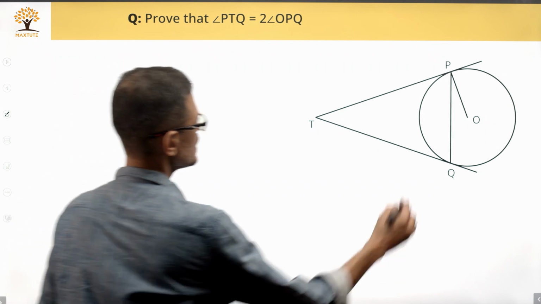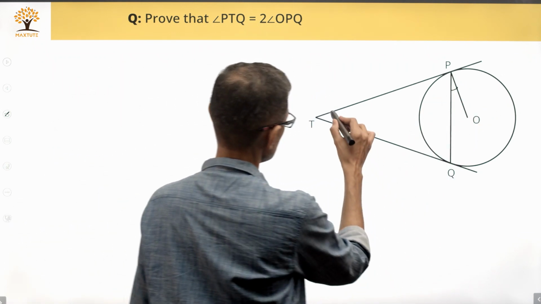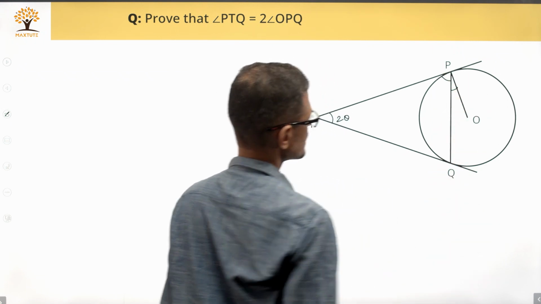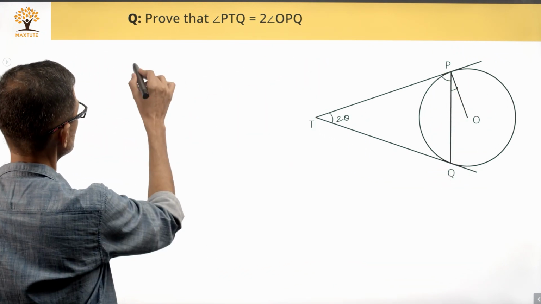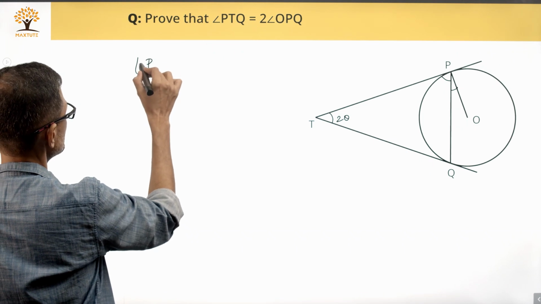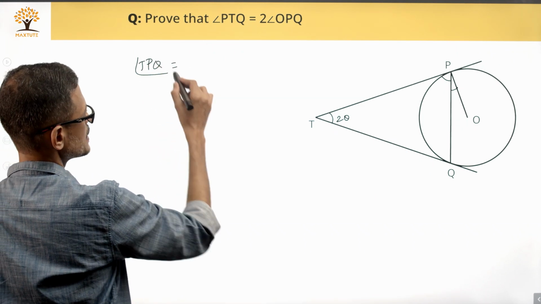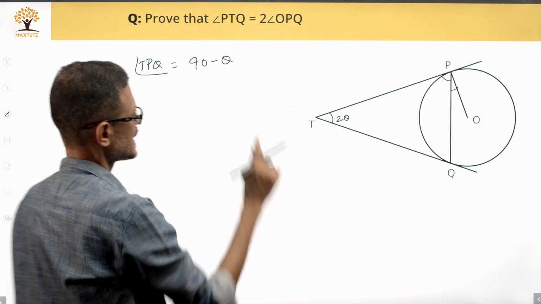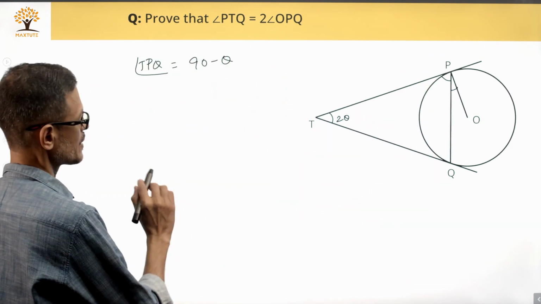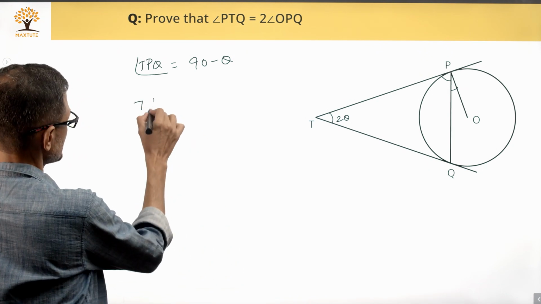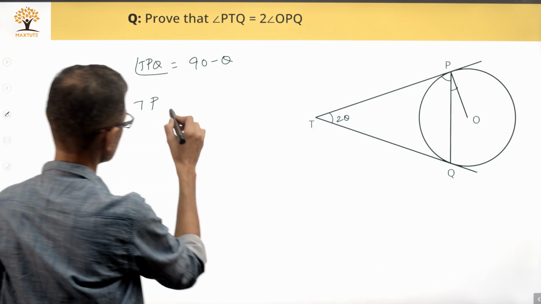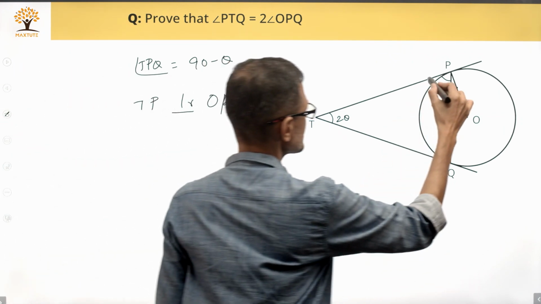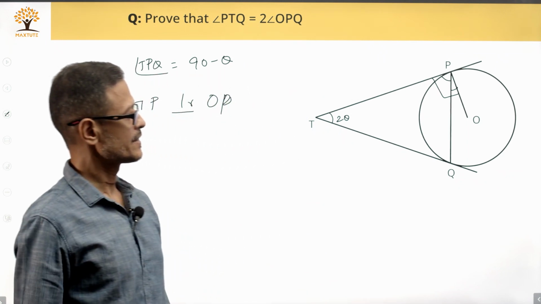What do we have to find out? We need to find out this angle. What do we know? This is 2 theta, and we also know this component, angle TPQ, is equal to 90 minus theta. I am not writing it there because I do not want to add any more confusion, right? Now look at it, TP is a tangent and OP is a radius. So TP is perpendicular to OP is established. This angle is equal to 90 degrees.